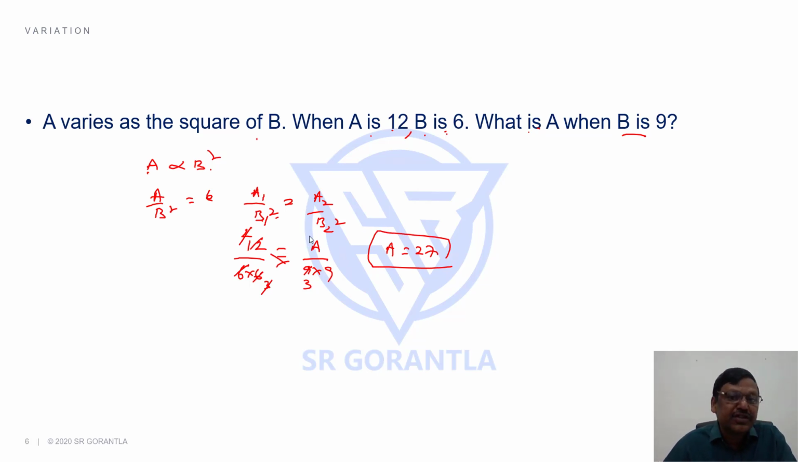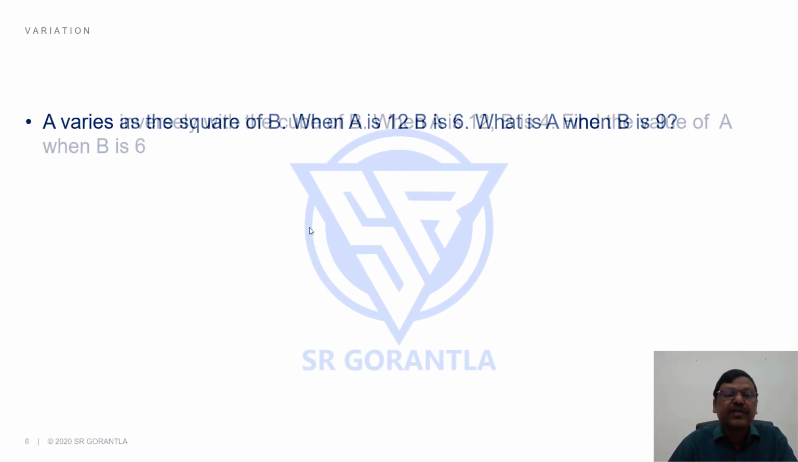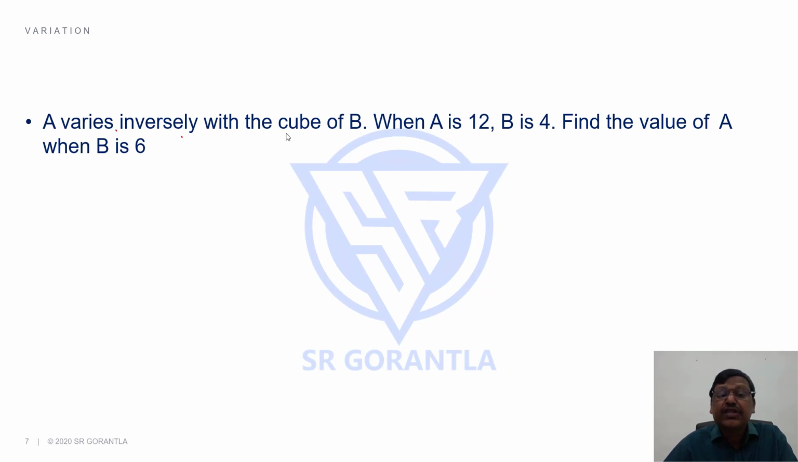Right? A simple question. Let's take up one more. A varies inversely with the cube of b. When a is 12, b is 4. Find the value of a when b is 6. A varies inversely means a is 1 by the cube of b, b cube.